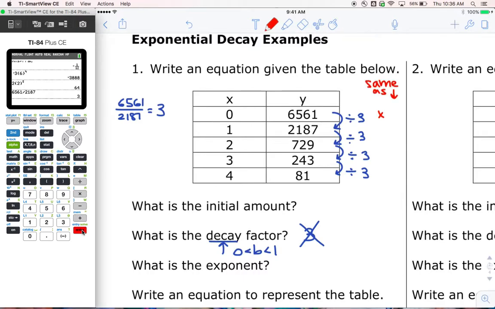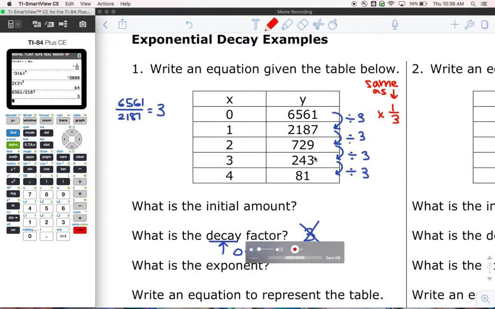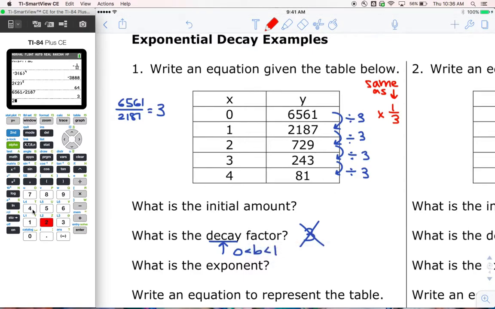Same as multiplying by 1 over 3, right? Let me just demonstrate for you. Let me look at the 243 and the 81. If I do 243 divided by 3, obviously I get the 81, right? But if I do 243 times 1 over 3, I still get 81. So dividing by 3 and multiplying by 1/3 are the same thing. So for my decay factor, I have to use 1 over 3.